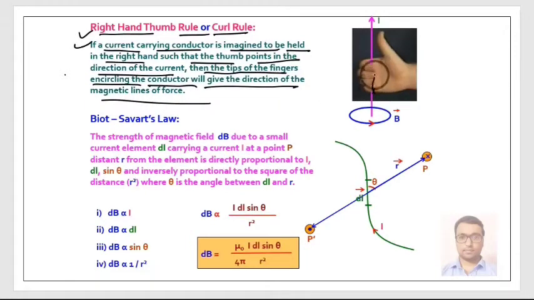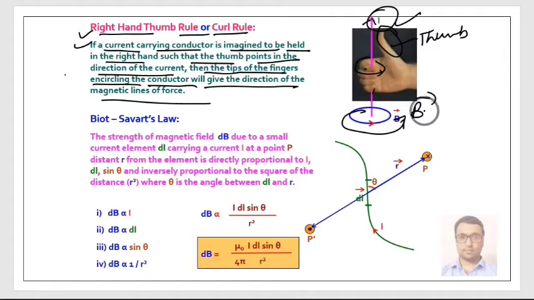Suppose your current is flowing in this direction, as you can see here. Then you have to represent this direction of current with the help of your thumb. Then the direction of the curled fingers, this direction, will represent your magnetic field. So in the direction of current you have to show your thumb, then your magnetic field will be according to this direction.